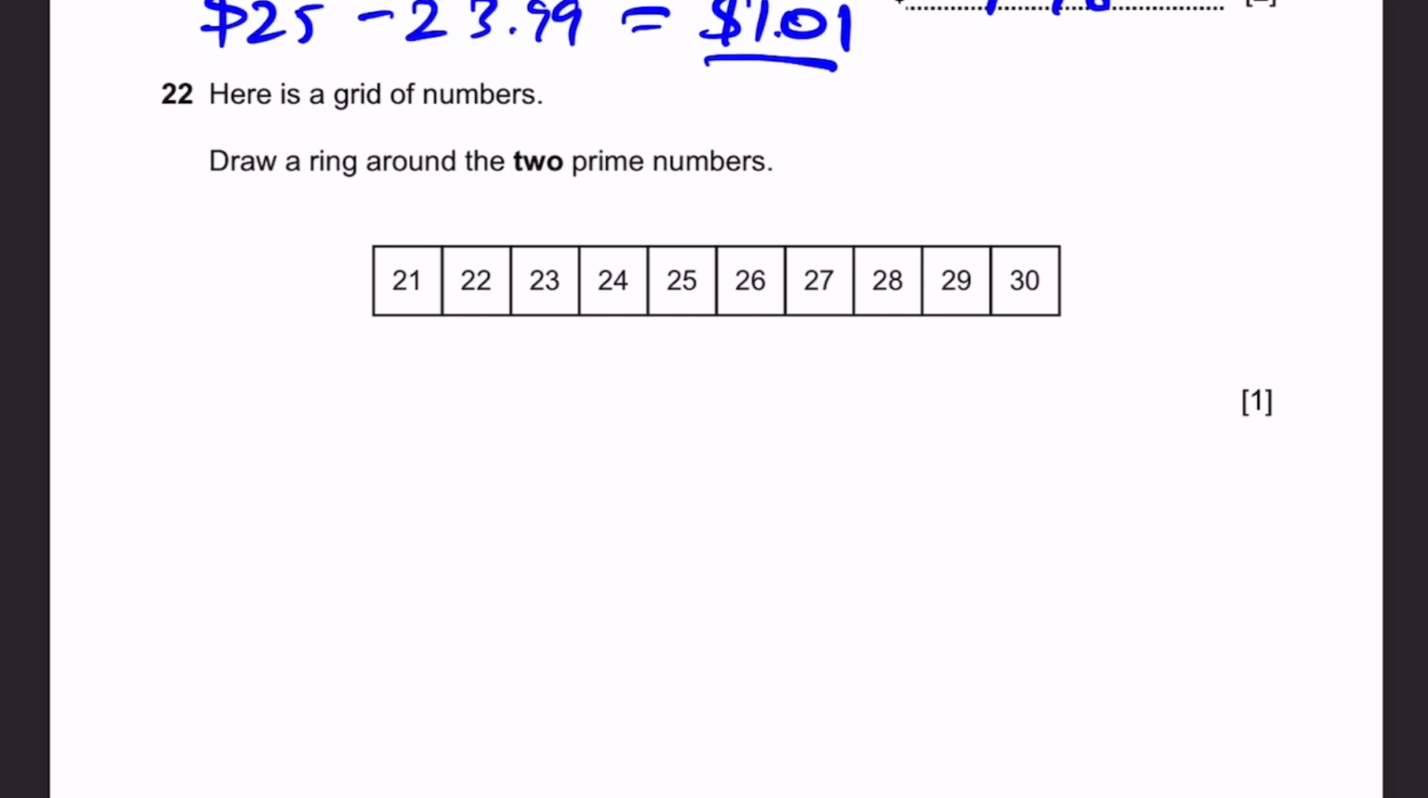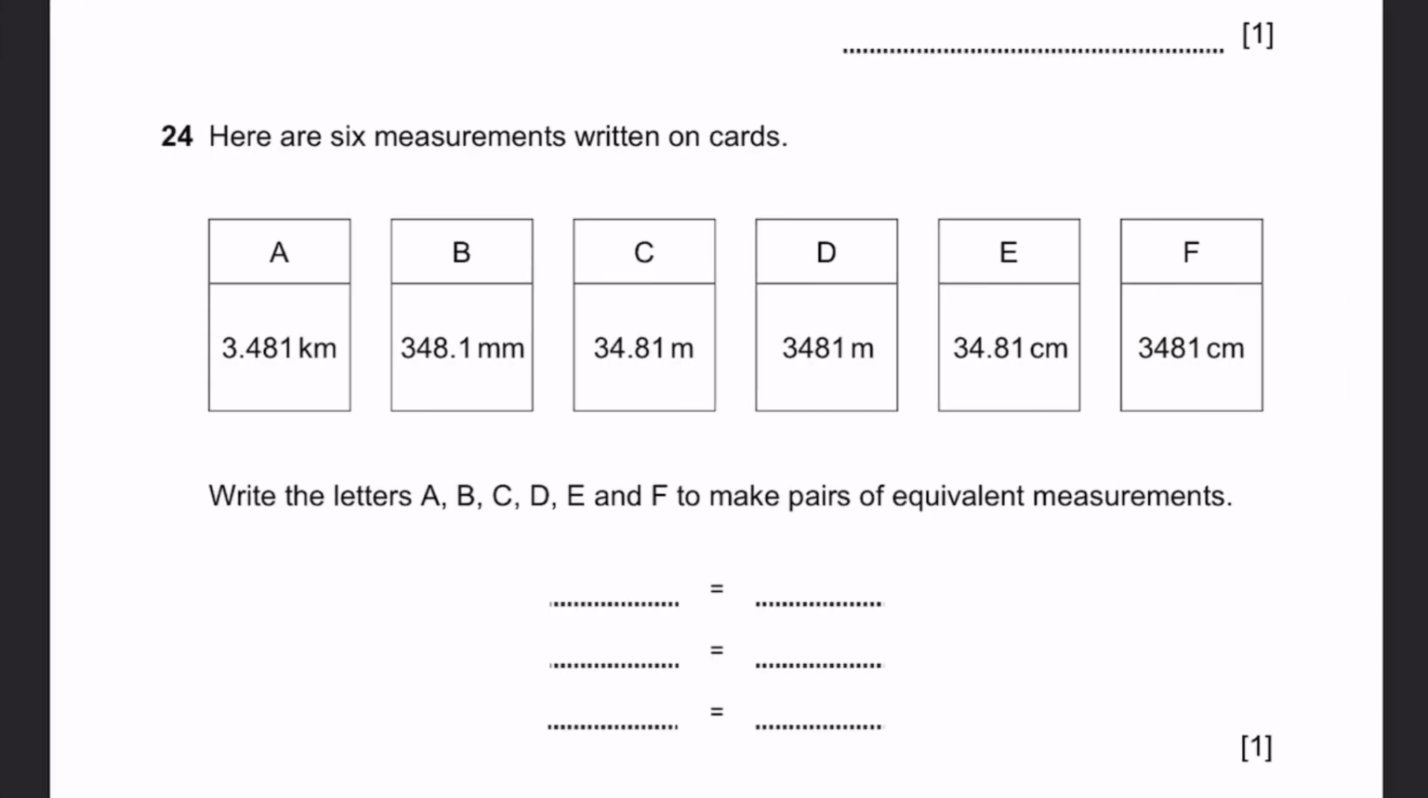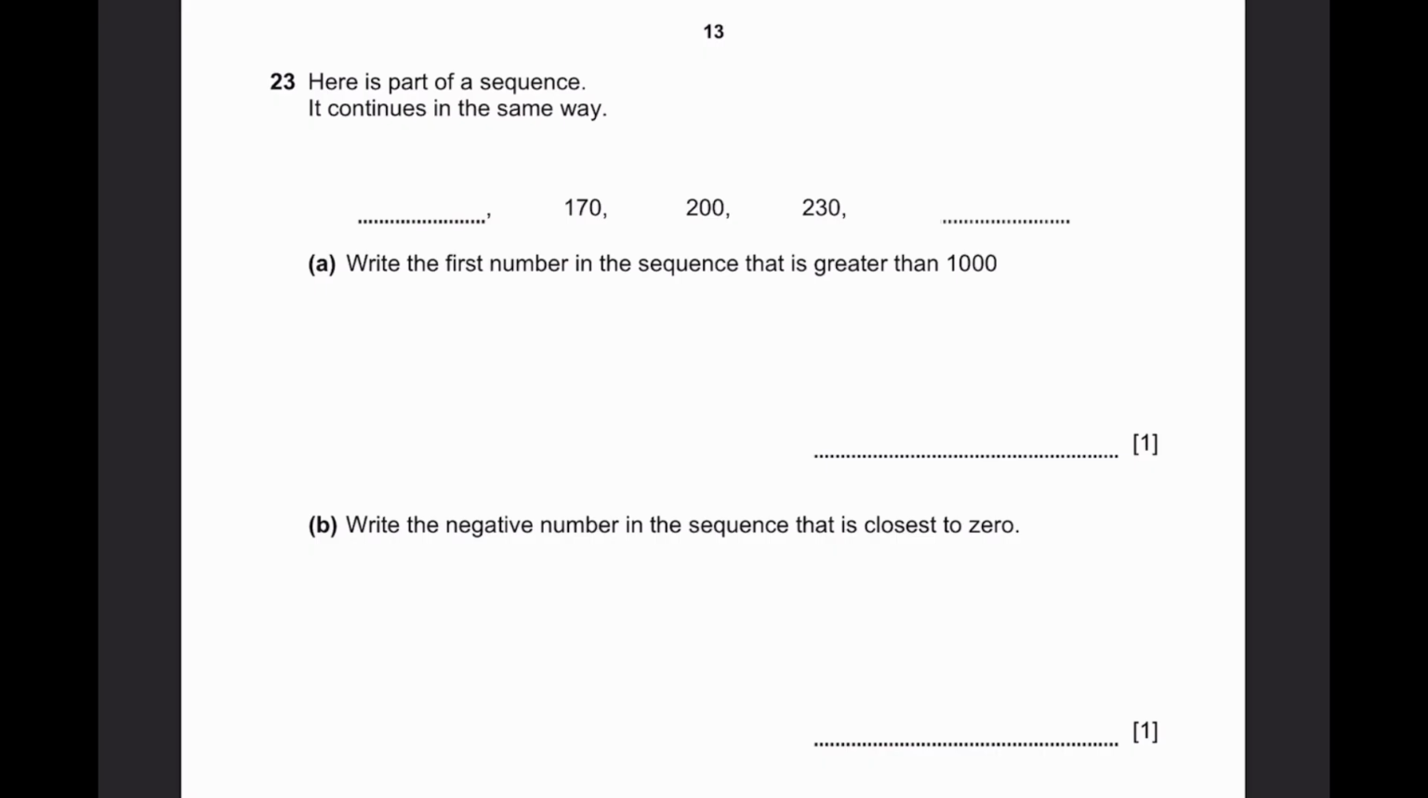Question 22, here's a grid of numbers, draw around the 2 prime numbers. These are simply 23 and 29 because they only have factors of 1 and the number itself. That's the answer. Question 23. Here's part of a sequence. It continues in the same way. A, write the first number in the sequence that's greater than 1000.